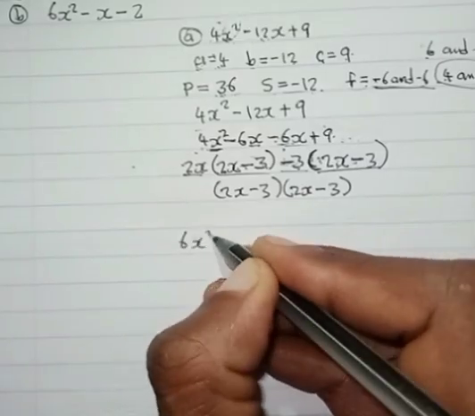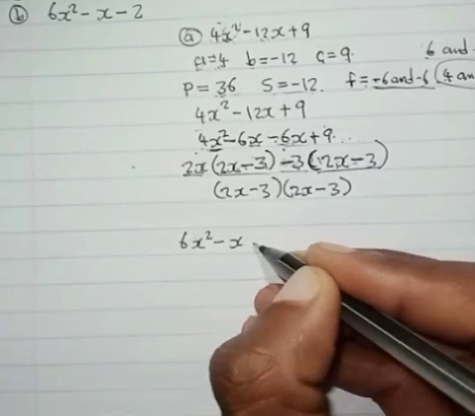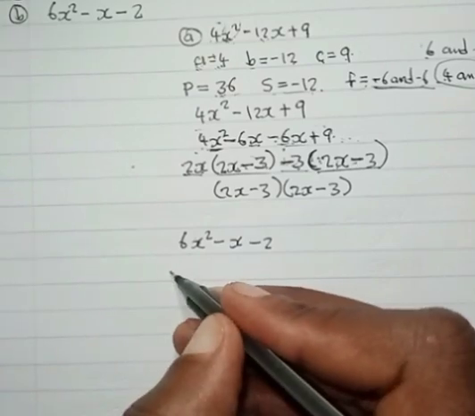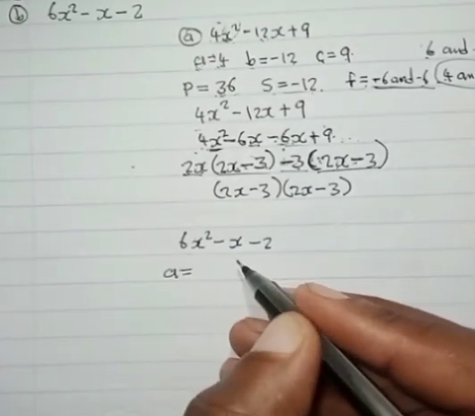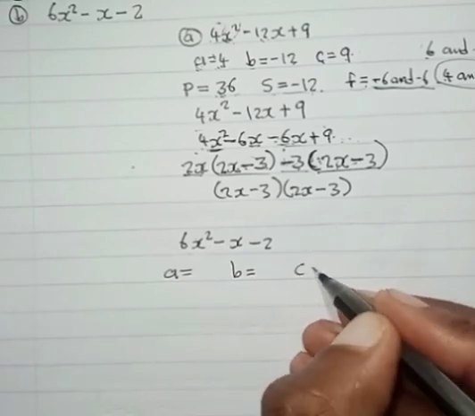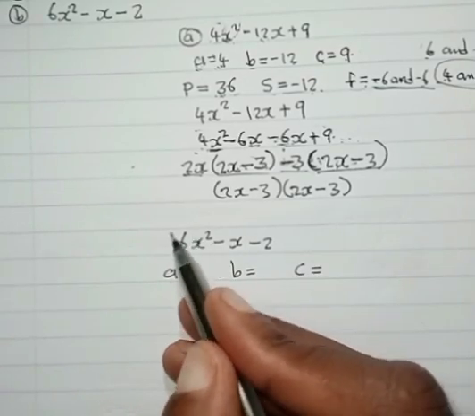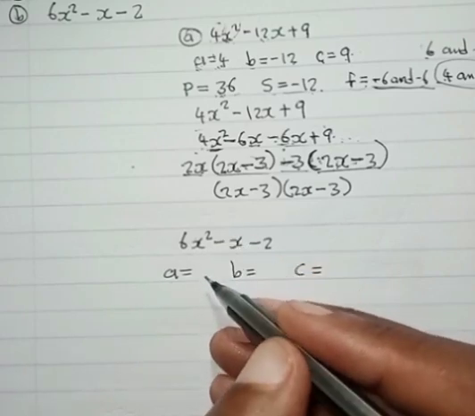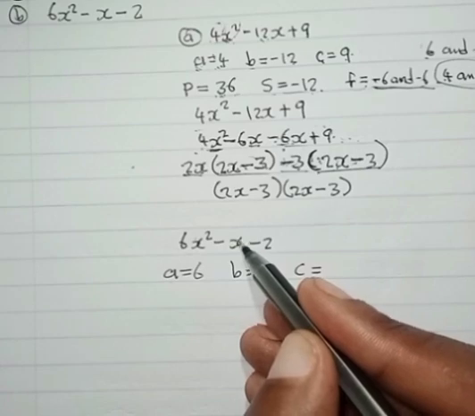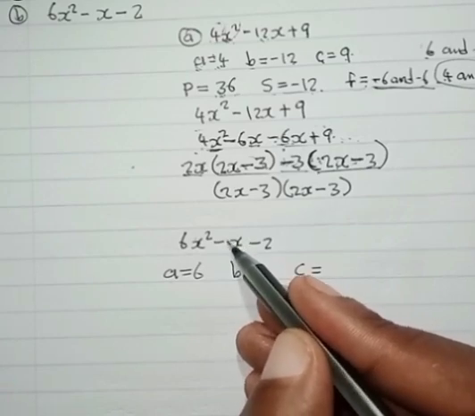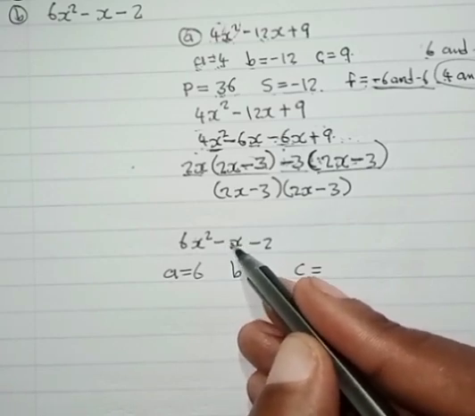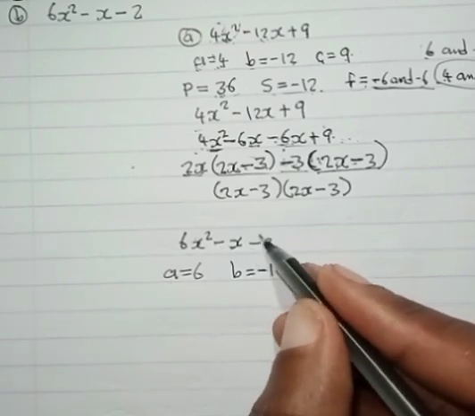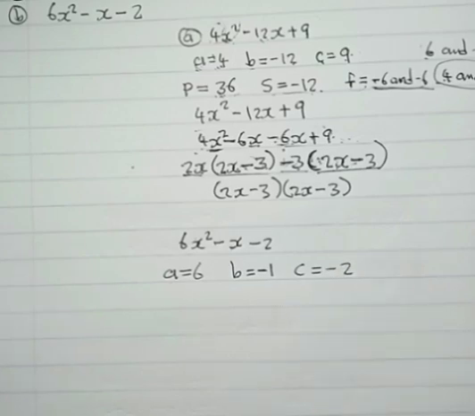We have 6x squared minus x minus 2. To factorize this expression, we need our coefficients a, b, and c. The a is the number in front of the x squared, which is just the 6. Our b is in front of this x. If there's no number, we say there's a 1, and that one has a negative, so we write negative 1. Lastly we have this c, which is negative 2.